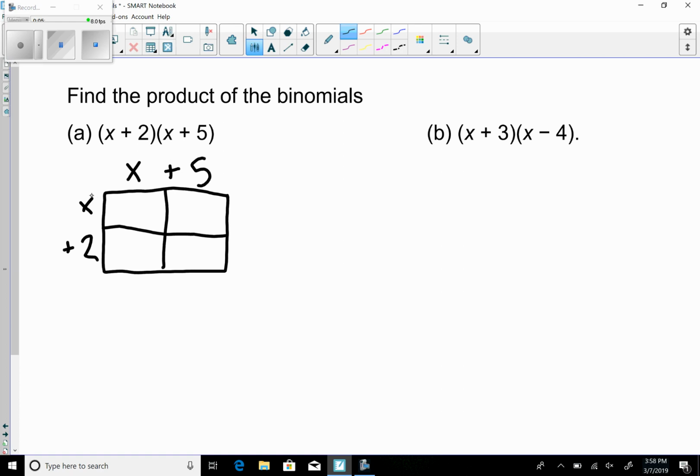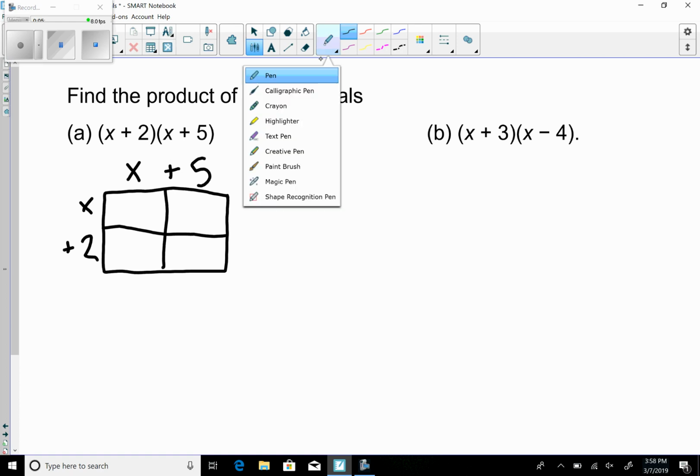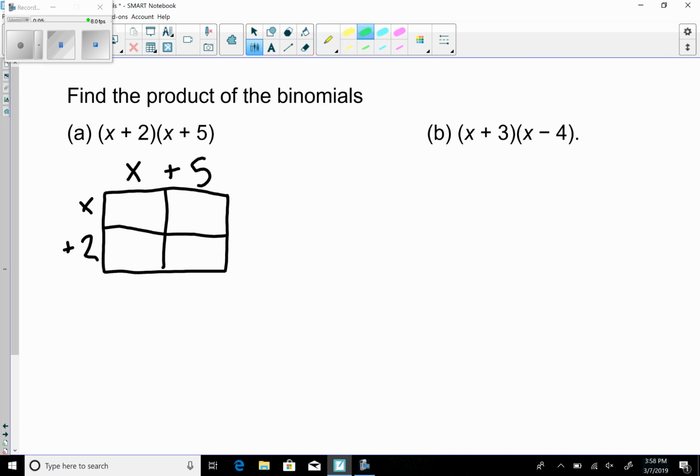Then you just multiply the things that are outside of that box together. For this middle box right here, you take the two x's and multiply them together. So again, x times x gives you x squared. If we go to the next one, you take 5 times x, which gives you 5x. And I should have highlighted that.